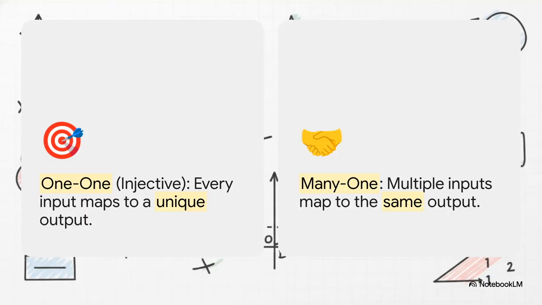Now, when we classify these functions, they exist in mutually exclusive pairs based on how they handle inputs. On one side, we've got 1-1 functions, technically known as injective. This just means every single input goes to a completely unique, distinct output. No sharing allowed whatsoever. On the flip side, we have many-1 functions, where multiple different inputs map to the exact same output. Think about squaring numbers, right? Both 2 and -2 map to +4. That is a classic many-1 function.